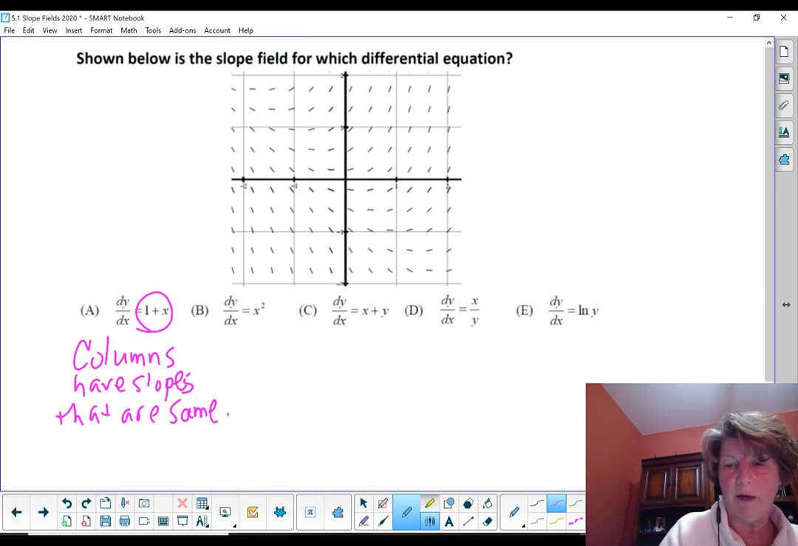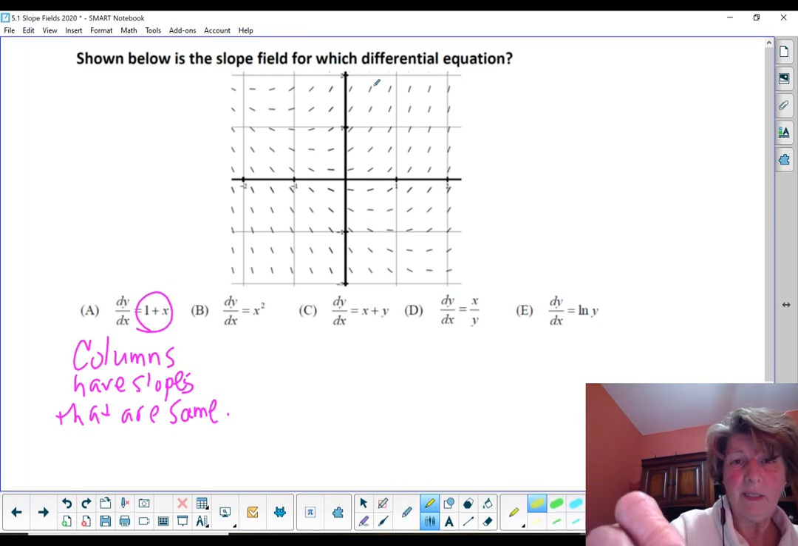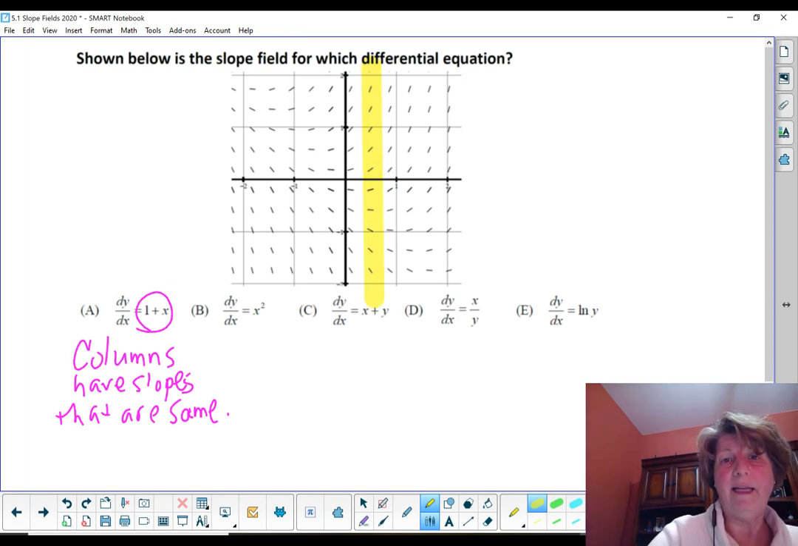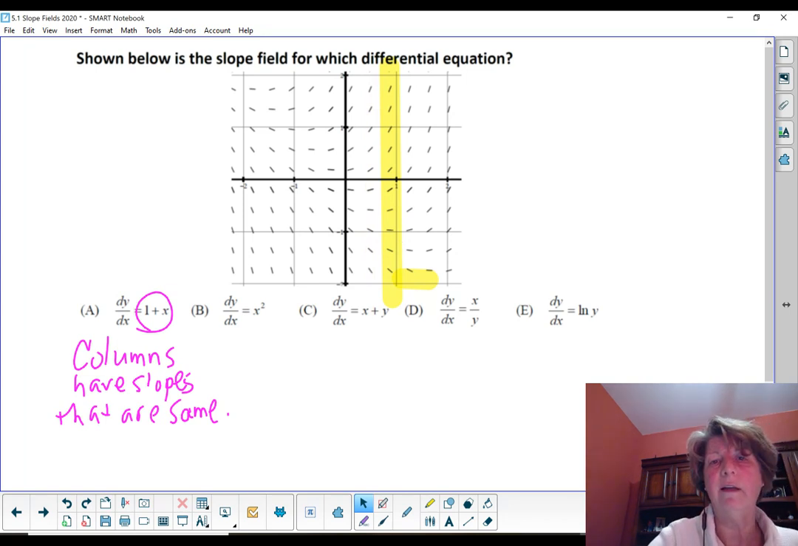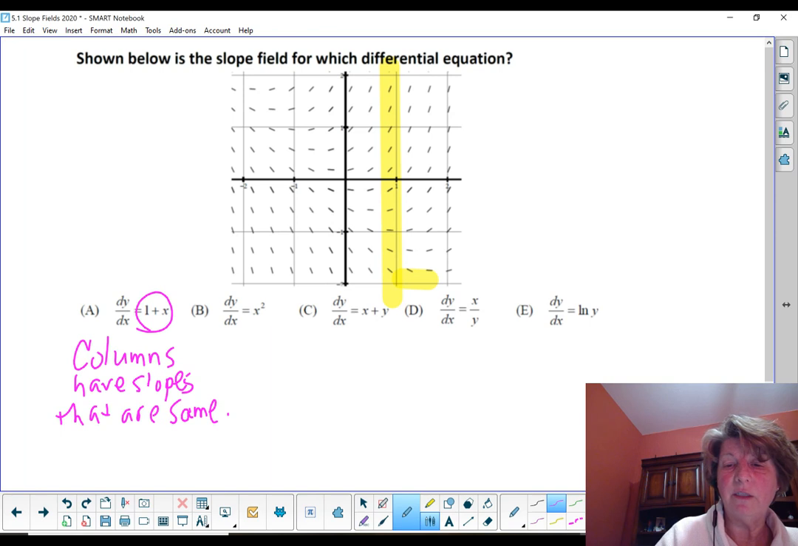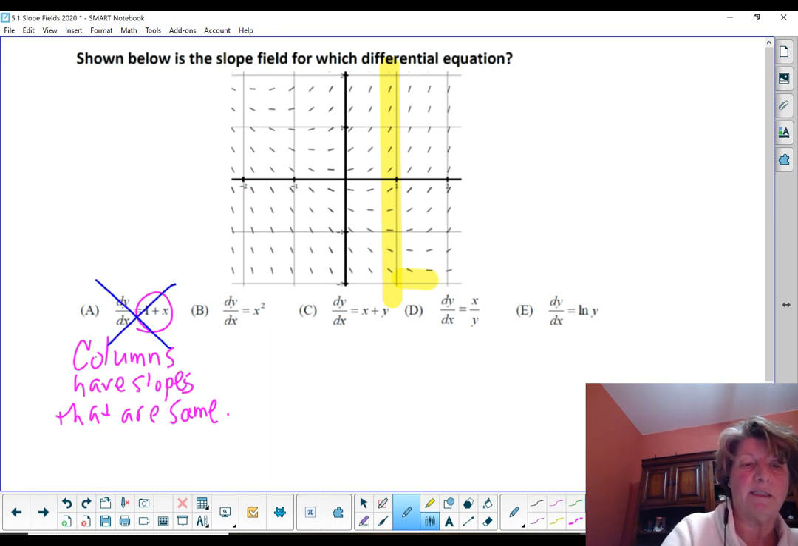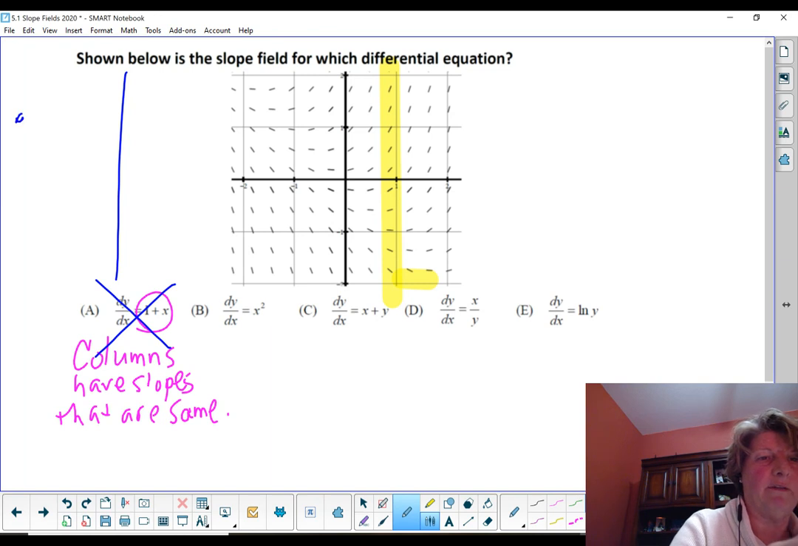And when I look down through this column, I do not notice that when x was, well, let's even make this easier on ourselves. When x was 1, let's try to move that over. Those slopes are definitely not the same. So I'm going to be able to eliminate this. Over in the margin, maybe even make a note to yourself.